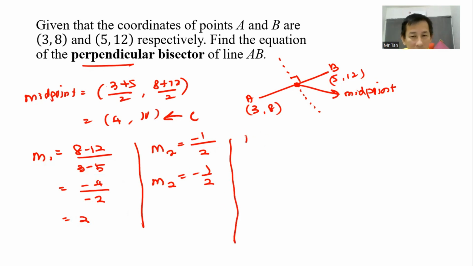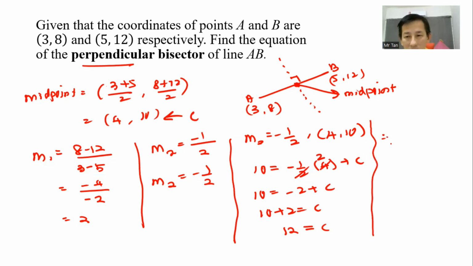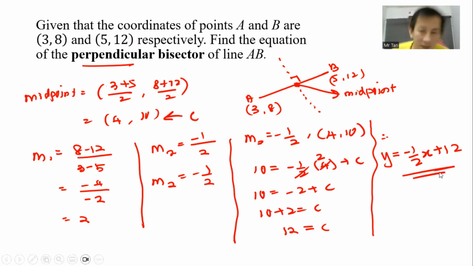So to find the equation, your m is equal to negative half, passing through (4, 10). So y is 10 equal to negative half times x is 4, plus c. So 10 equals negative 2 plus c. So 10 plus 2 equals c, and you get c equal to 12. Therefore, your equation will be y equal to negative half x plus 12. As simple as that.